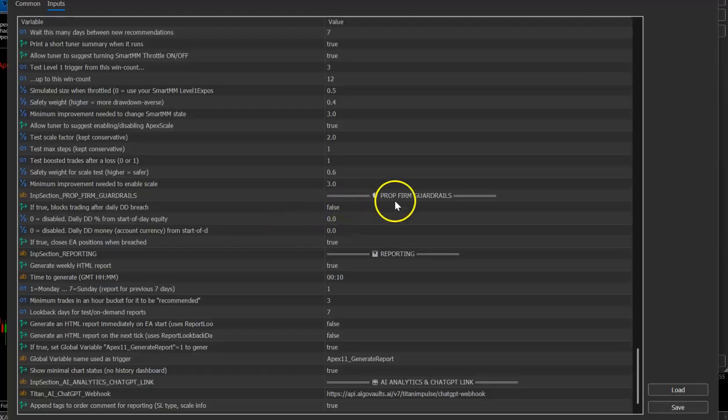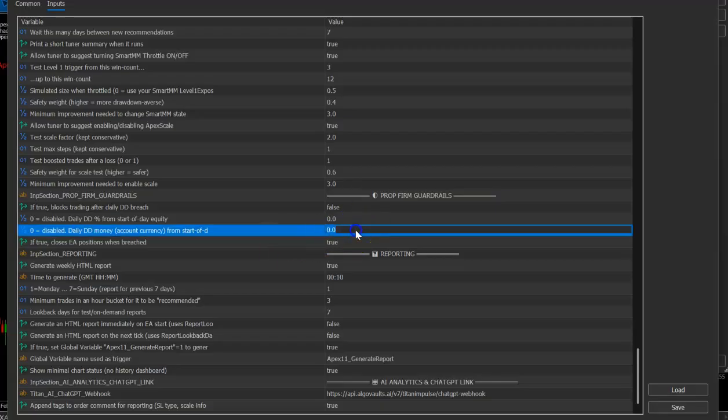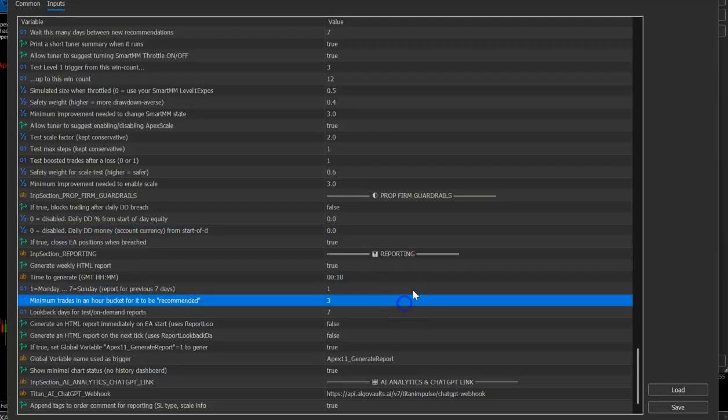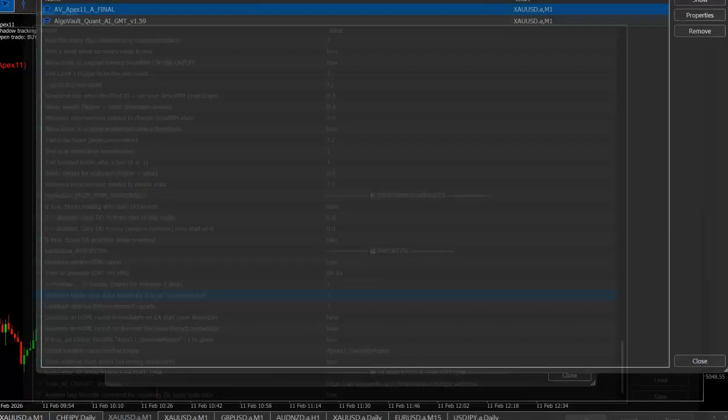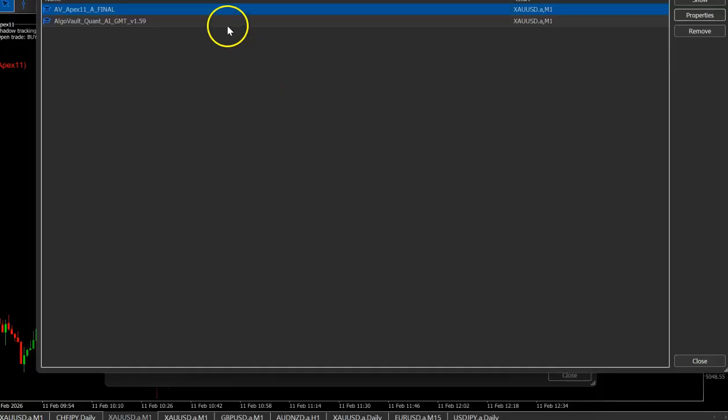Next is prop firm guardrails. Before, I just had the percentage of a day, so now I have drawdown in money. So if you don't want to lose a certain amount of money on any given trading day, now we can get this value from the AlgoVault Quant, and we can put that in the largest drawdown and use that. So now we're going to look at the AlgoVault Quant.